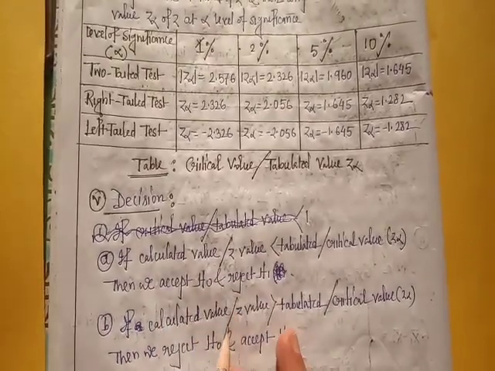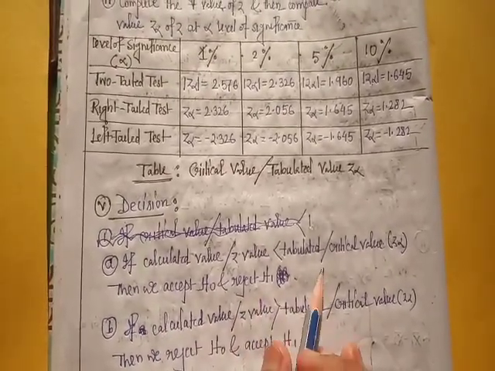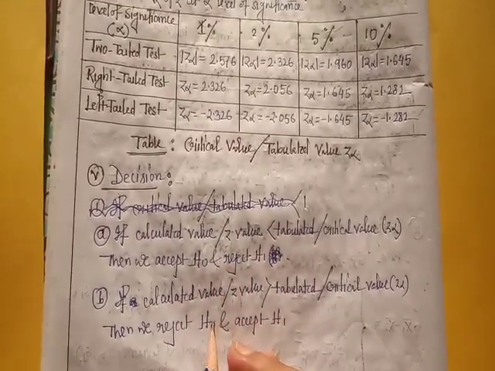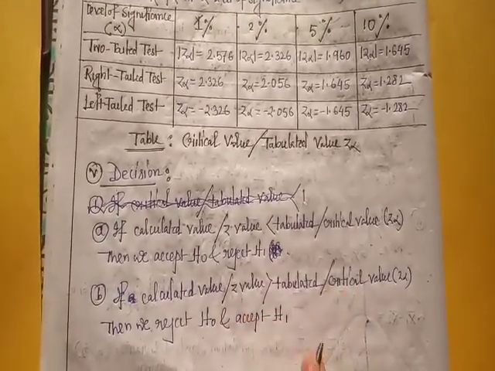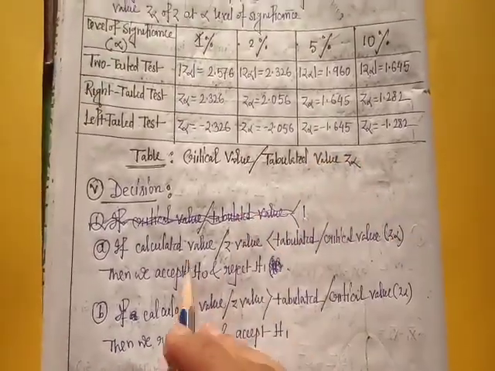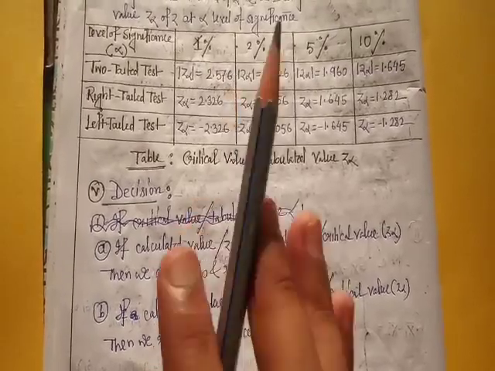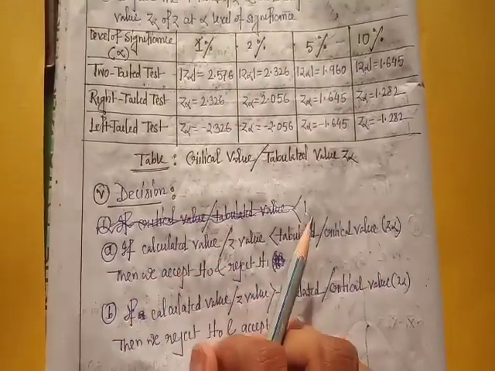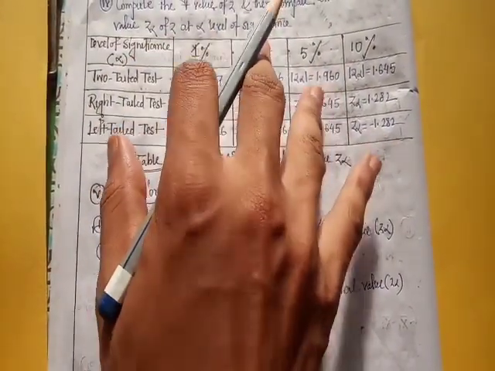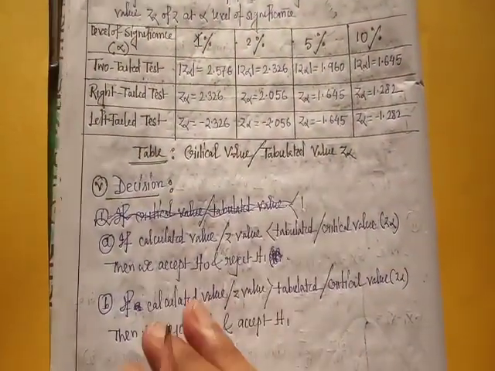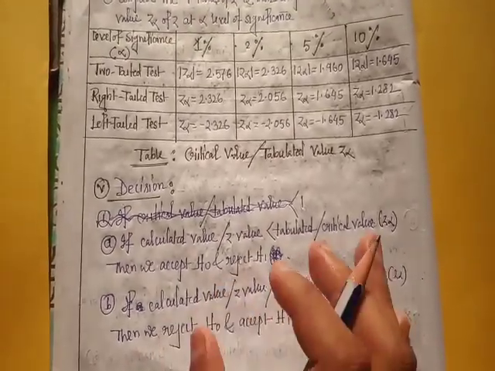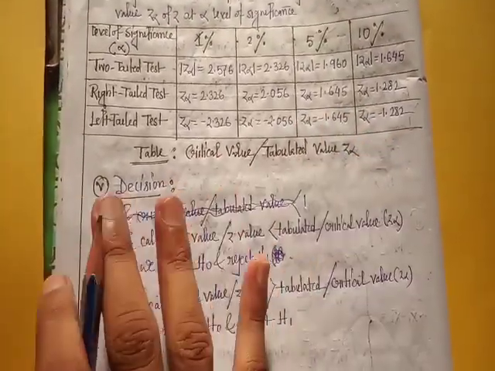Similarly, if the calculated value or Z value is greater than the tabulated or critical value, in this case the null hypothesis is rejected and the alternative hypothesis is accepted. Okay, if the Z value is greater than this critical or tabulated value, we reject the null hypothesis and accept the alternative hypothesis. Please remember this point.